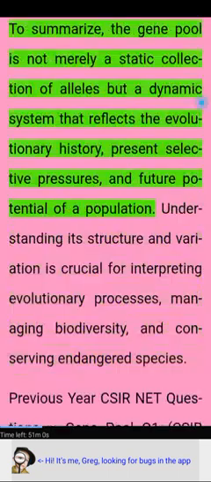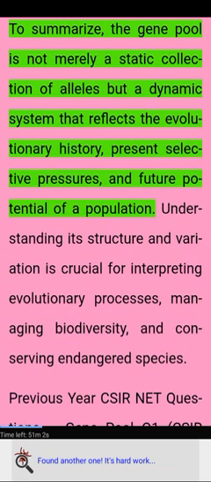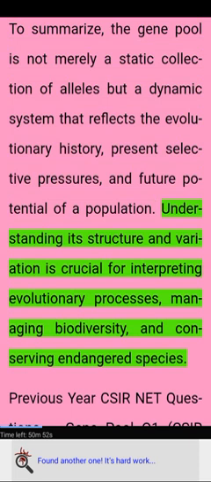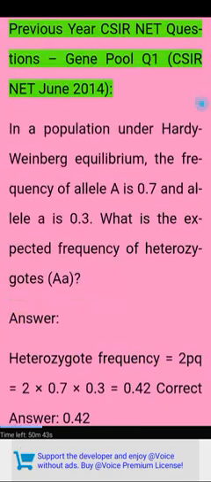uniformity and adaptability. To summarize, the gene pool is not merely a static collection of alleles but a dynamic system that reflects the evolutionary history, present selective pressures, and future potential of a population. Understanding its structure and variation is crucial for interpreting evolutionary processes, managing biodiversity, and conserving endangered species.